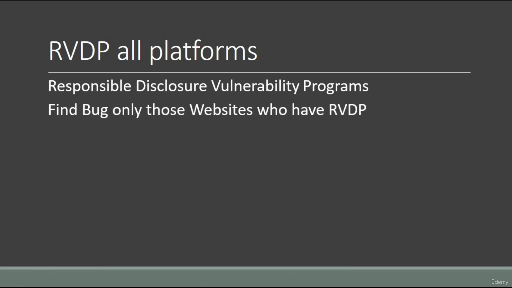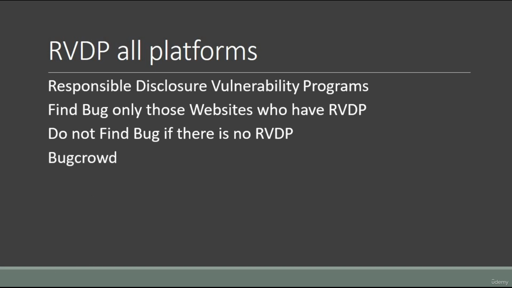So find bugs only on those websites that have an RVDP, because if you find a bug on a website that does not have an RVDP, then you might be in trouble. The website owner or organization can directly file a case against you. So this is one of the bad things. Make sure that whatever vulnerability you are finding, that website has an RVDP.